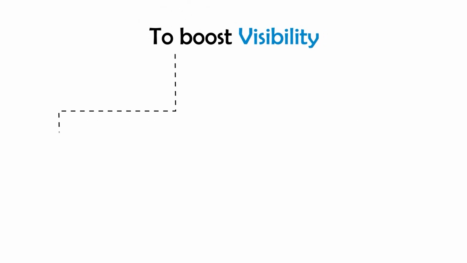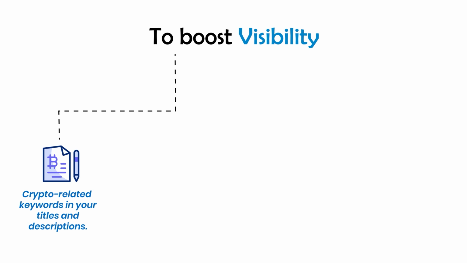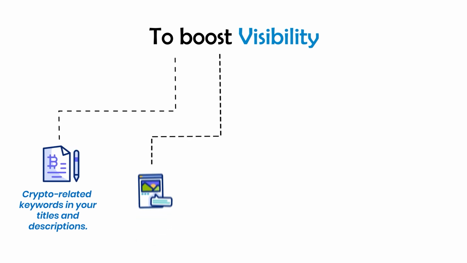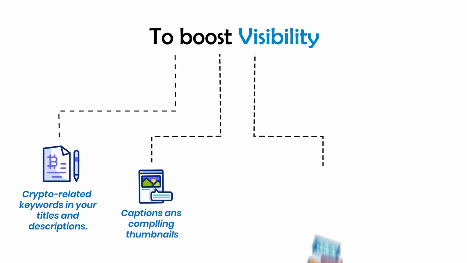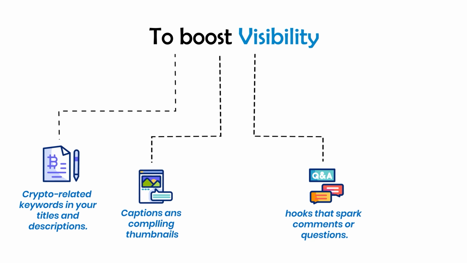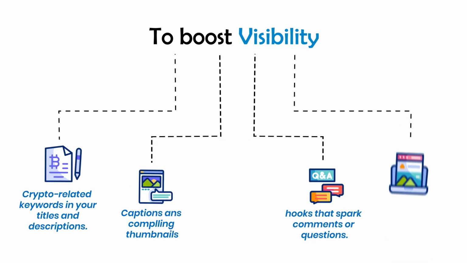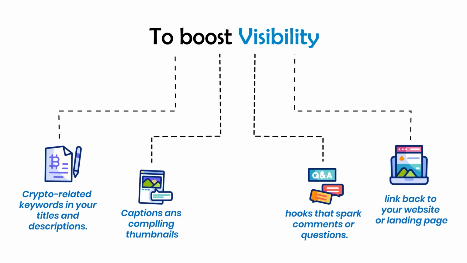Step 5. Optimize for SEO and engagement. To boost visibility, use crypto-related keywords in your titles and descriptions. Add captions and compelling thumbnails. Include hooks that spark comments or questions, and always link back to your website or landing page.